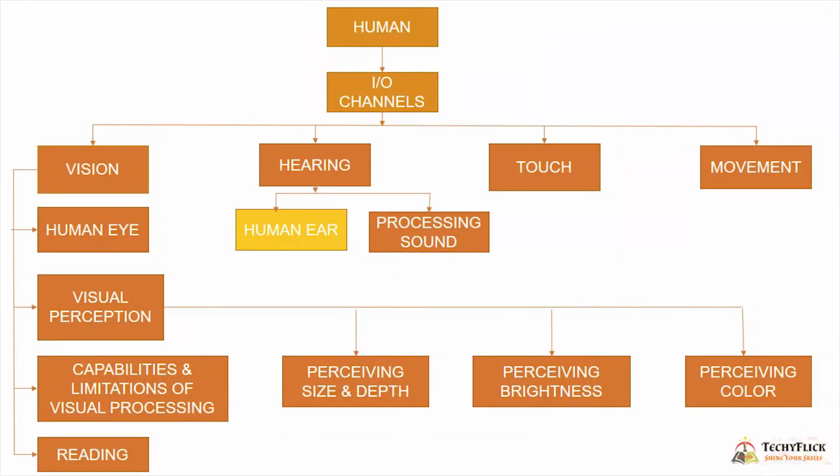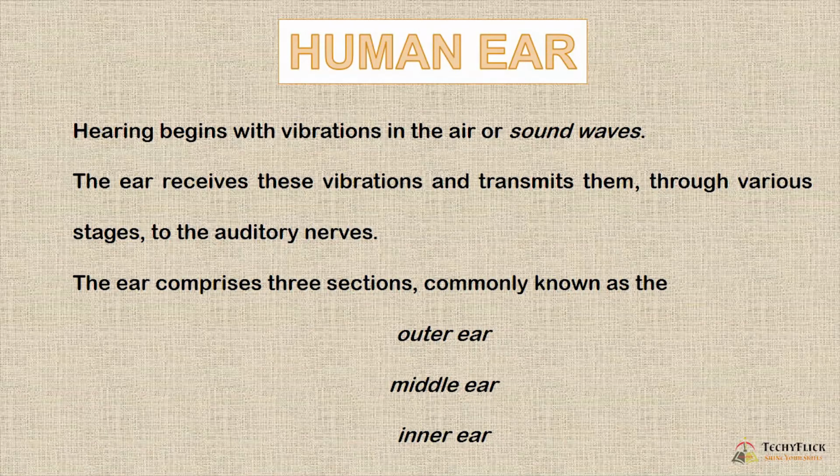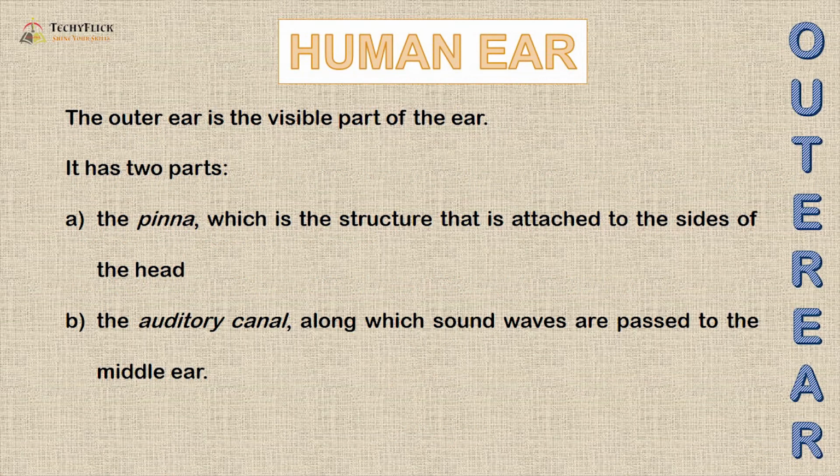Human ear. Hearing begins with vibrations in the ear, or sound waves. The ear receives these vibrations and transmits them through various stages to the auditory nerves. The ear comprises three sections commonly known as outer ear, middle ear, inner ear. Outer ear. The outer ear is the visible part of the ear. It has two parts, the pinna and the auditory canal.